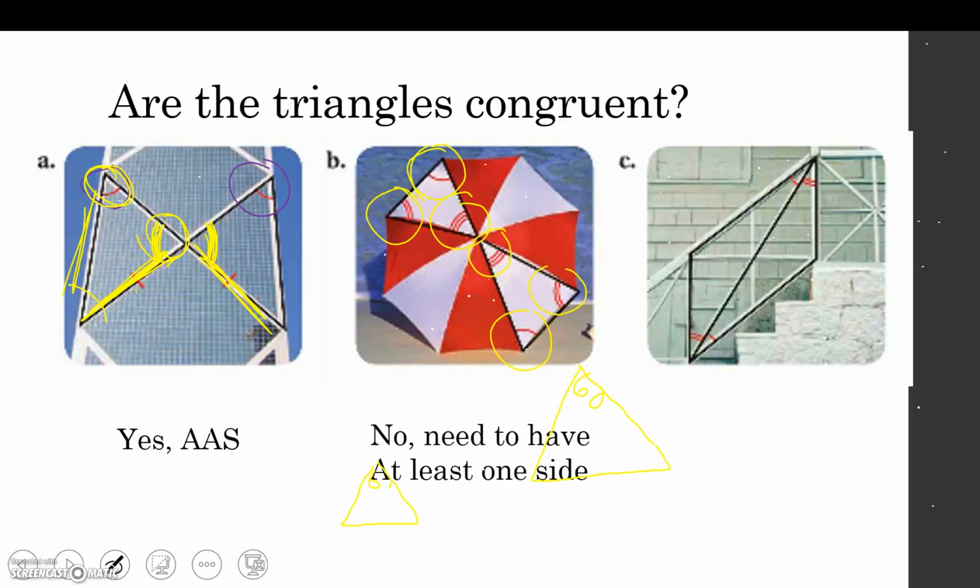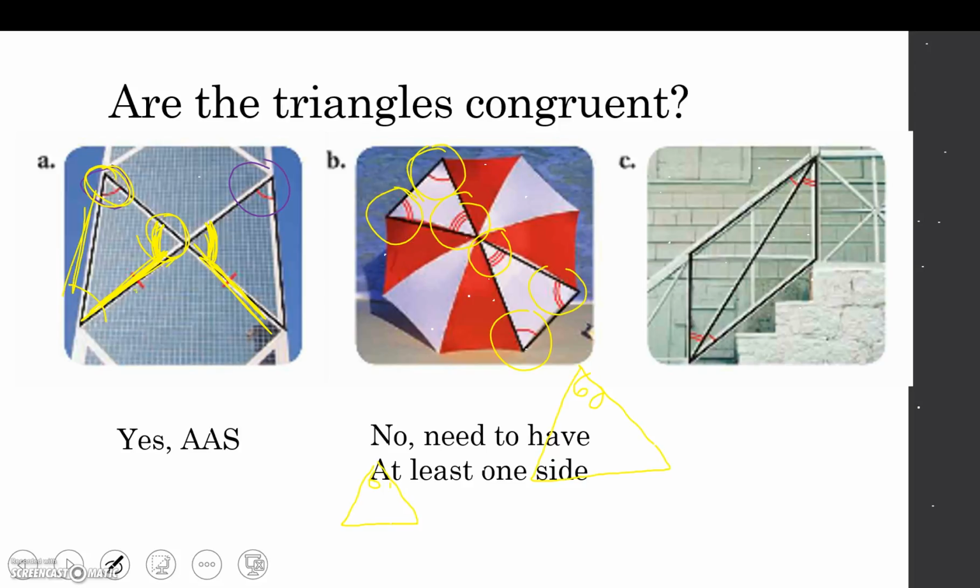We need to have at least one side, because if we go through all the ones that we've gone through, side, side, side has 3 sides. Side angle side has 2 sides. Hypotenuse leg is dealing with 2 sides of a triangle. Angle side angle and angle angle side both have at least 1 side. So that's the key thing here.